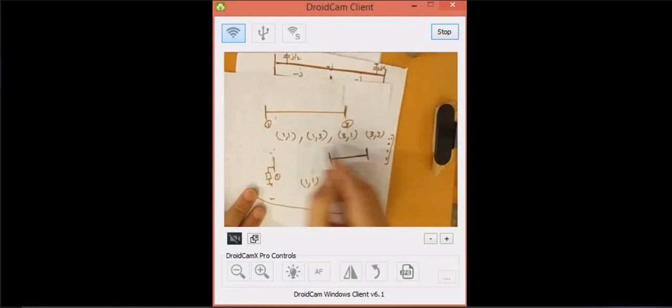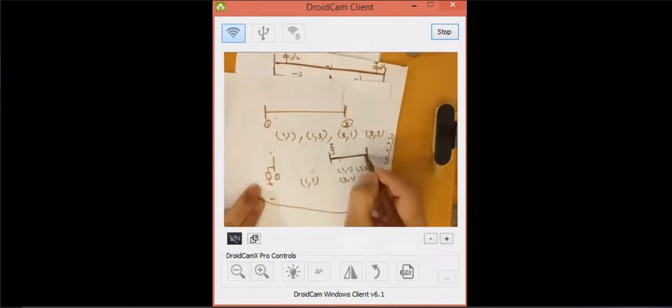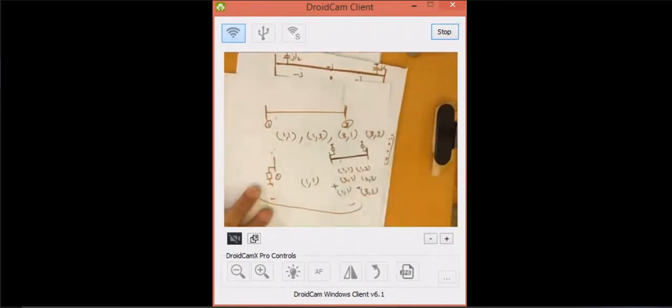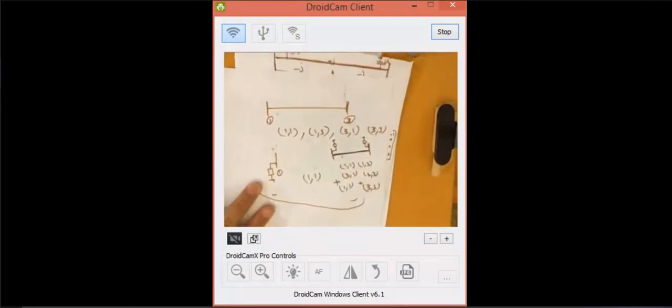Then I said that this line is not a short transmission line, it's a medium transmission line, which means that we have a capacitor connected here. It is the same as if we connected it to a bus. So this affects element 1 1 and this affects element 3 3. Is this clear?